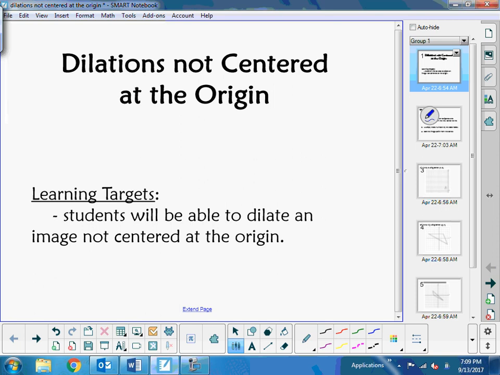Okay, so yesterday you got to practice doing transformations of all kinds. So you did dilations, rotations, translations, and reflections. Today we're going to look at dilations again, but this time these are not centered at the origin. These are not going to be centered at 0, 0. We're going to have a different center.